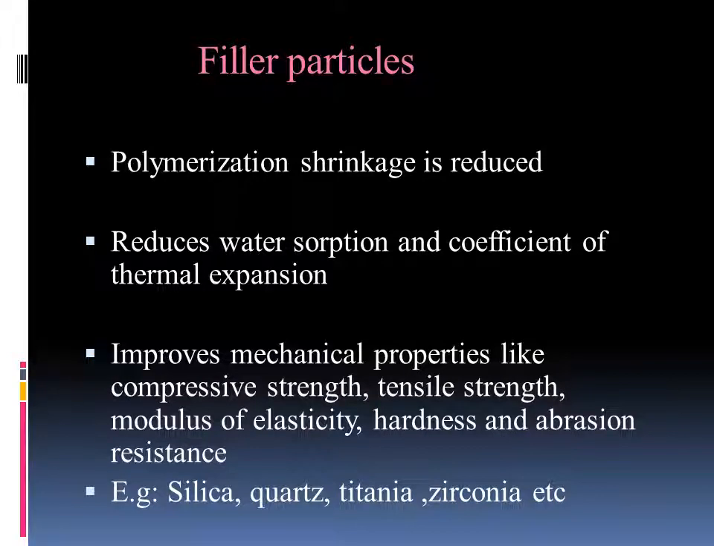So after the resin matrix, let's move to the filler particles. The filler particles, as we mentioned, are basically fibers or particles dispersed within the resin matrix. The main advantage or function of the fillers is to reduce the polymerization shrinkage. They also reduce the water sorption and coefficient of thermal expansion, which bis-DMA actually contributes to. Bis-DMA, as we saw in the previous slide, increases water sorption and coefficient of thermal expansion. So the filler particles are counteracting or combating all the disadvantages of the resin matrix.